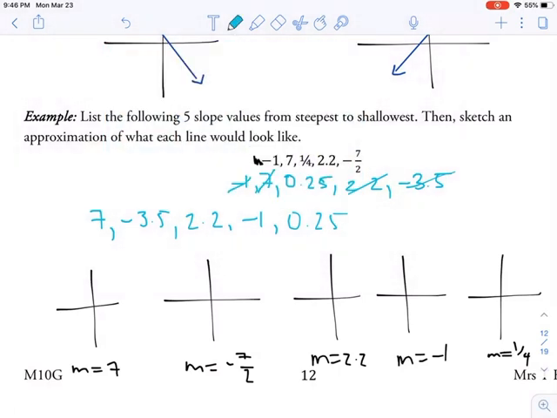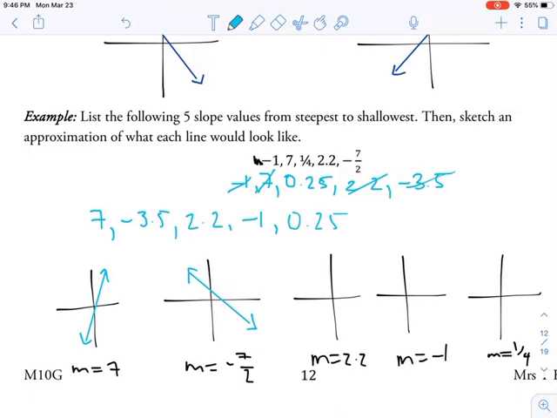Okay, so 7 is pretty steep compared to 0.25, so I'm going to see a pretty steep line occurring, and it's going up and to the right because it's positive. Next is negative 7 over 2, or negative 3.5, so it's not going to be nearly as steep. And the other key thing to notice is that it is negative, so it's actually going to be going down and to the right. So don't forget to change the direction of the line.